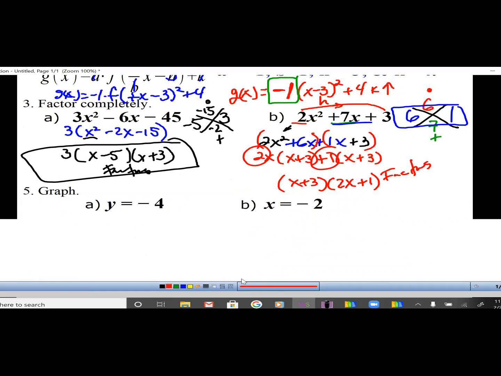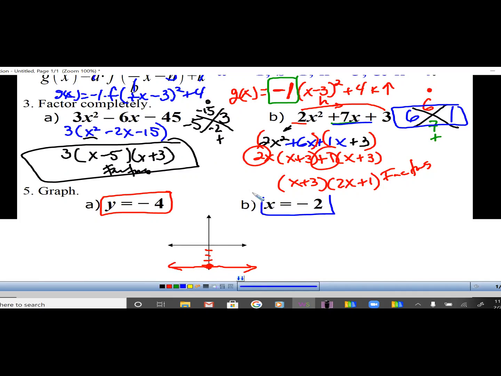All right, let me go to number 5 and I'll come back to number 4. So like that, those of you that are still copying that. Number 5, it says graph. So here's my coordinate plane. And for this one, they give us y equals 4, y equals negative 4. So I go down to the y-axis, negative 4, 1, 2, 3, 4, plot my point and sketch my line. There it is.